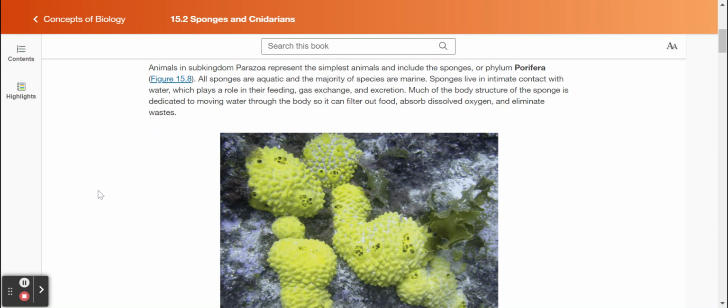Sponges. Animals in the subkingdom Parazoa represent the simplest animals and include the sponges, or phylum Porifera. All sponges are aquatic, and the majority of species are marine. Sponges live in intimate contact with water, which plays a role in their feeding, gas exchange, and excretion. Much of the body structure of the sponge is dedicated to moving water through the body so it can filter out food, absorb dissolved oxygen, and eliminate wastes.